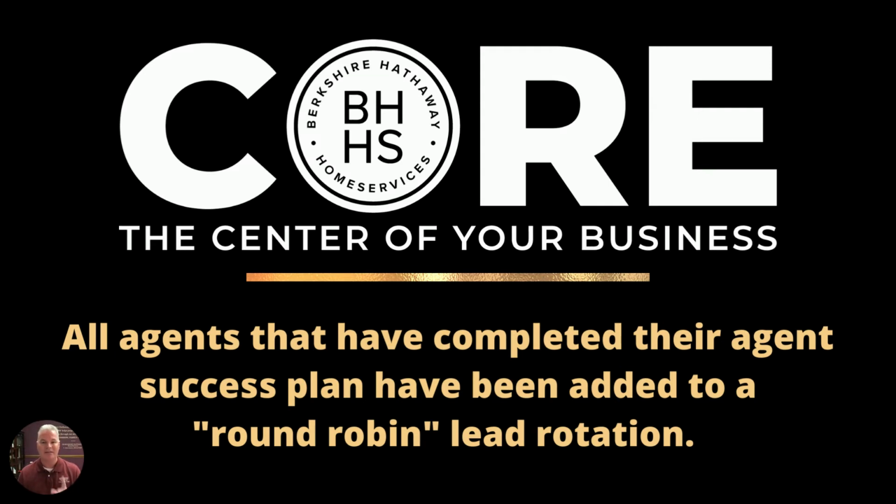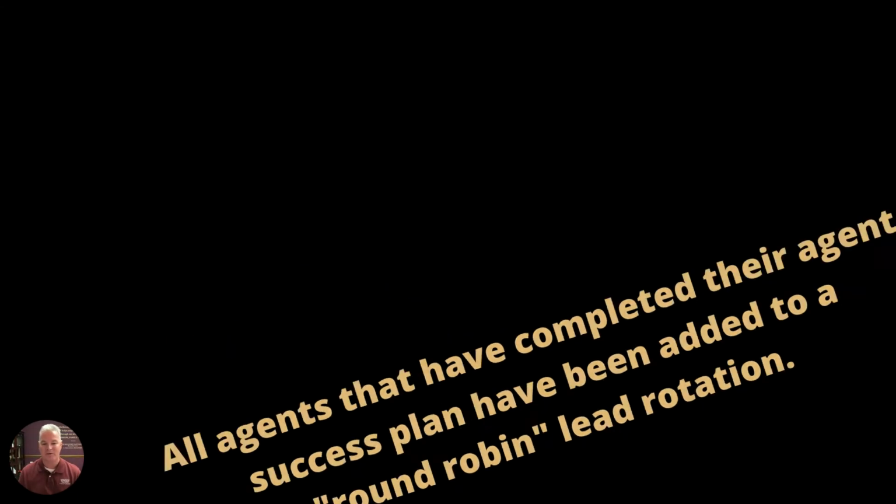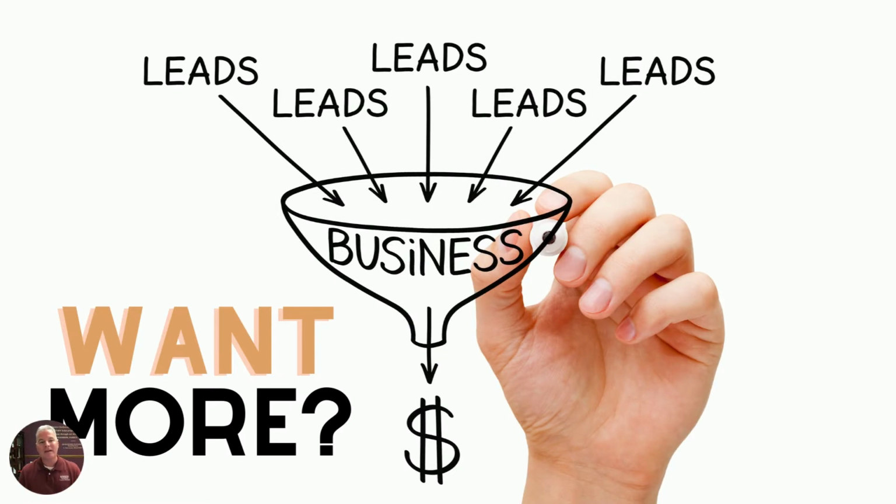So if you've done your agent success plan, you've been added to the round robin lead rotation. It's in there. If you're doing it and completing it after this video, just let me know. I'll go in there and I'll automatically add you. Okay? No big deal. It's easy for me to do so. All right, so you want some more leads? You've got to get leads into your funnel. Obviously, leads create business, creates money for you. Okay, so you want more?